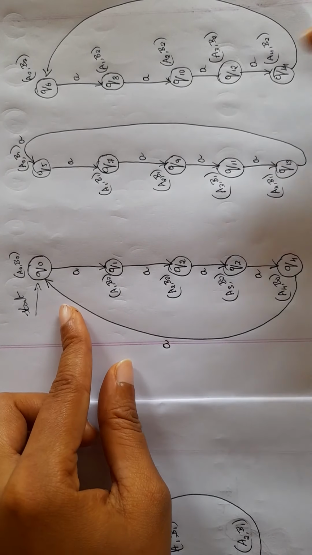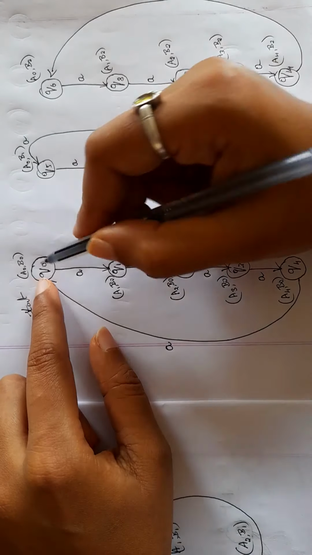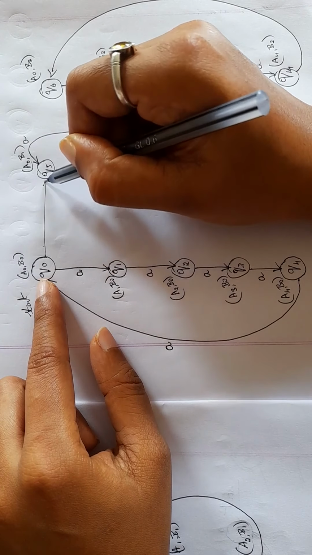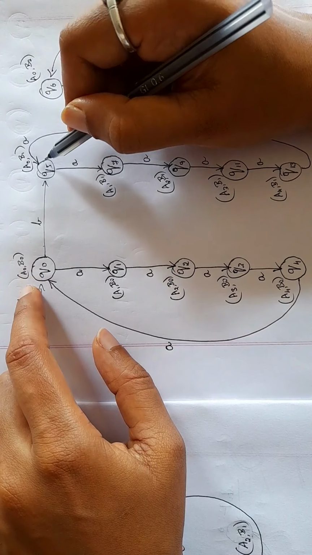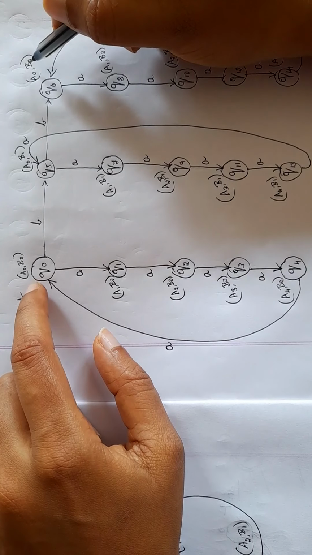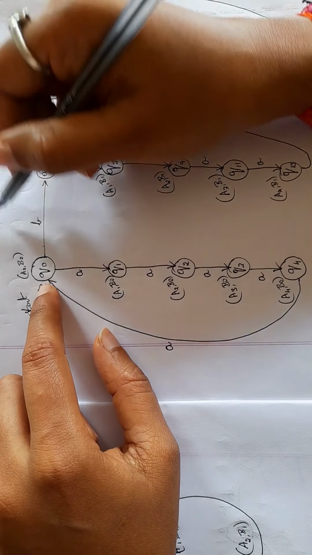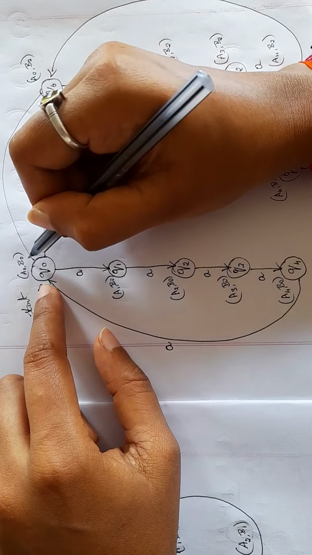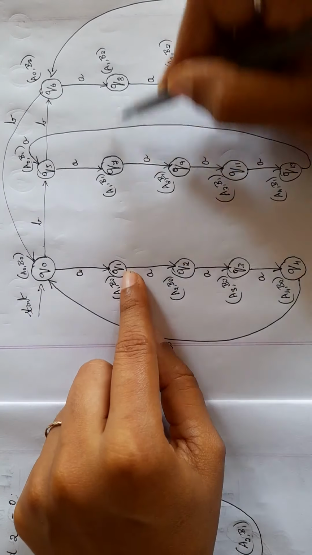Next we shall write with respect to B. A0 is common. From Q0, if I read a B, from B0 to B1, if I read one more B, it goes from B1 to B2. From B2, if I read the next B, where will it go? It will come back to B0 again.